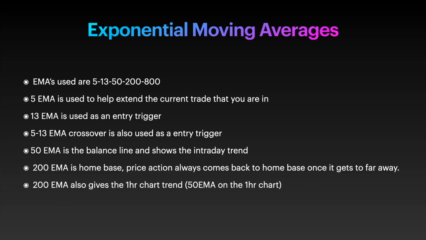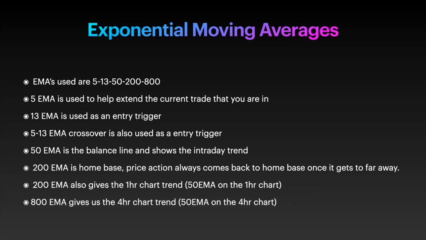The 200 also gives you the perspective of what's going on a higher time frame. The 200 EMA on a 15-minute chart basically represents the 50 EMA on a 1-hour chart. So essentially, without looking at a 1-hour chart, you already know what the 1-hour chart is doing based on the 200 EMA, because the 200 is basically the 50 on the 1-hour chart.